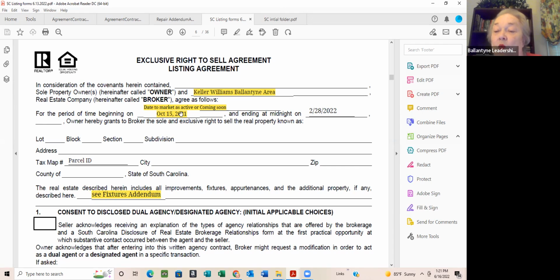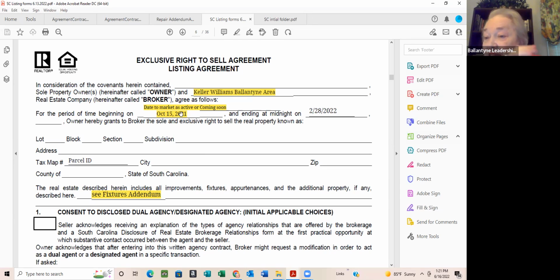Now, this little section right here, the reason I highlighted it, I wanted to hopefully stick in your mind. When you take a listing, it has to have a term. It has to have a beginning and it has to have an end. The difference in the North Carolina and the South Carolina is when it begins. You have a date that the term begins, but then some of us are doing something called coming soon. And some of us are doing something called firm exclusive or office exclusive. So we need to know when the beginning date is for that term.